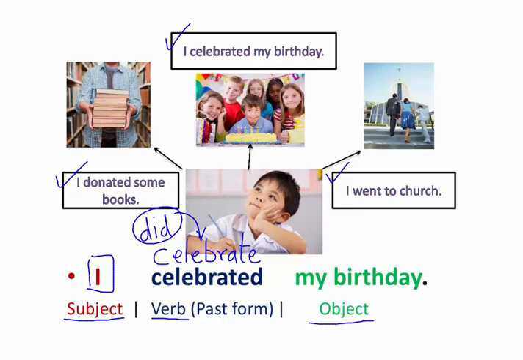So now think, I donated some books. Children, now think, I donated some books. Good. I is the subject. Donated is the main verb. Some books, that is the object, right? So here did plus donate.